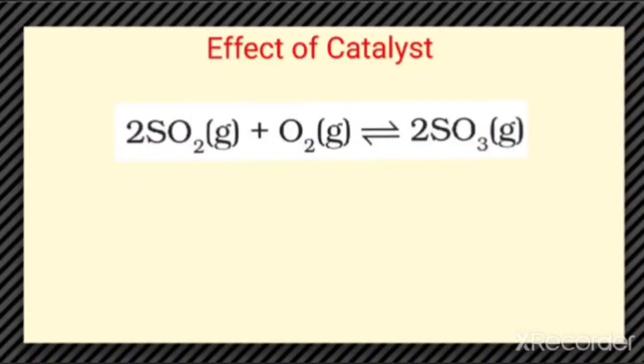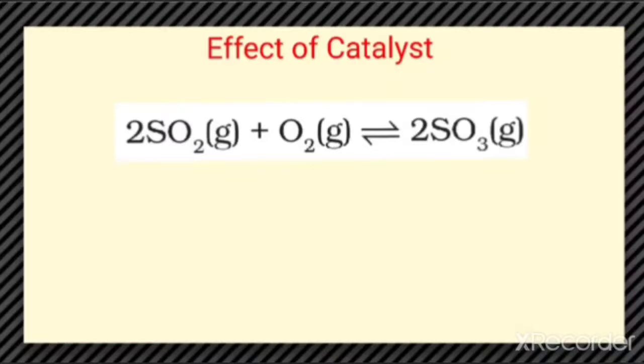Next is the effect of catalyst. Catalysts are chemical substances which accelerate the rate of reaction. Let us consider the equation 2SO2 plus O2 give rise to 2SO3. That means the oxidation of sulfur dioxide gives rise to sulfur trioxide. In this reaction, V2O5 acts as a catalyst. So, what is the effect of the catalyst?